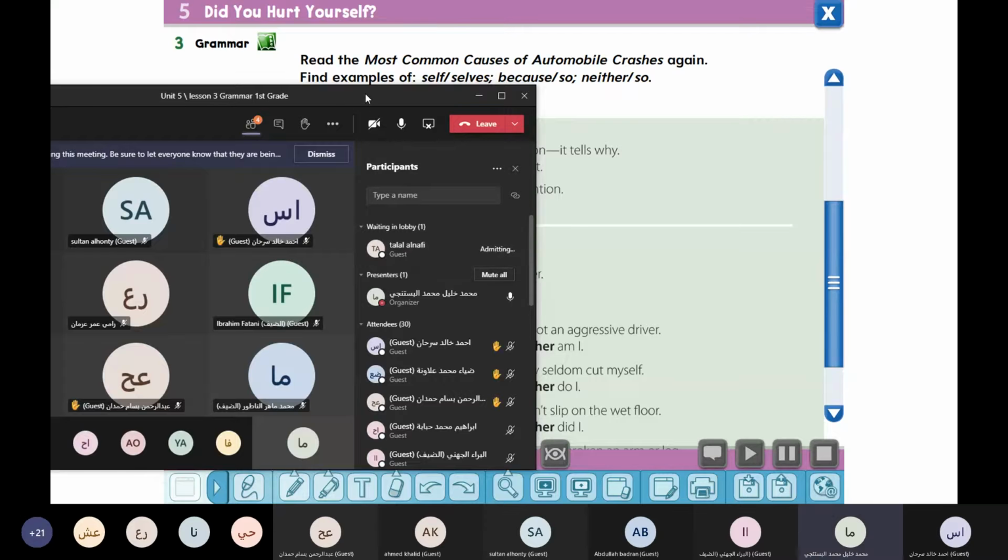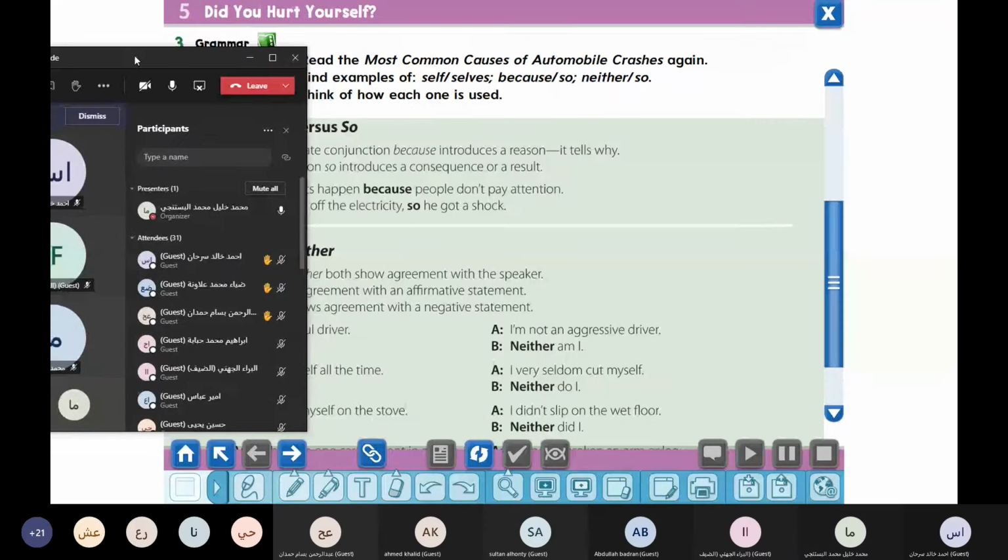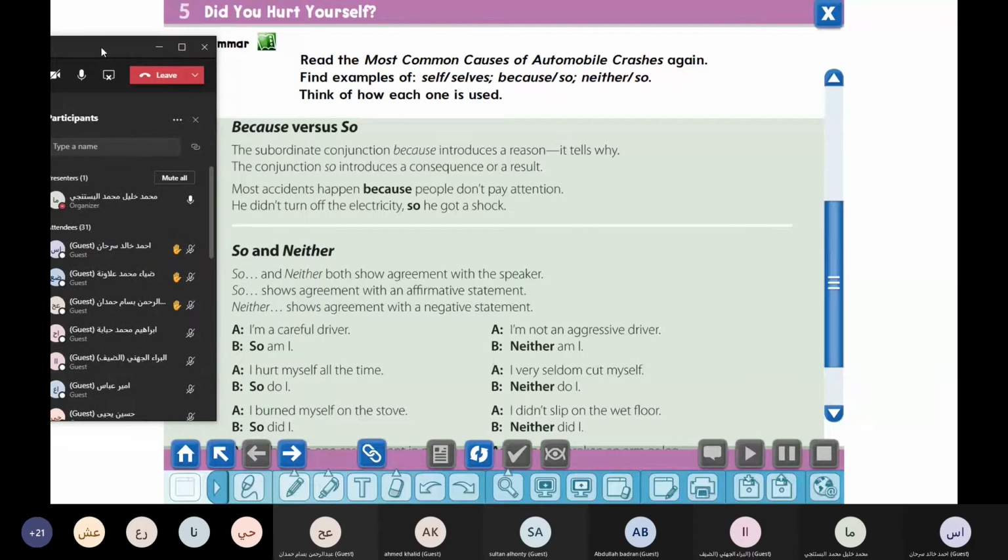Read, please. Teacher, can I read? I hurt myself all the time. So do I.